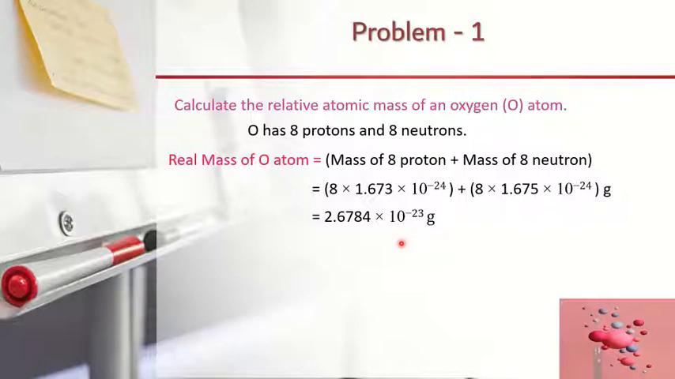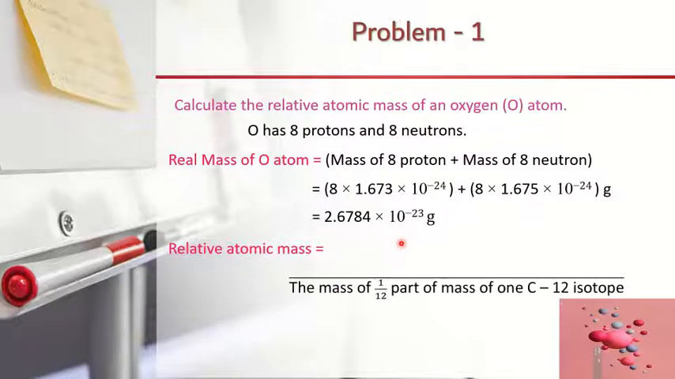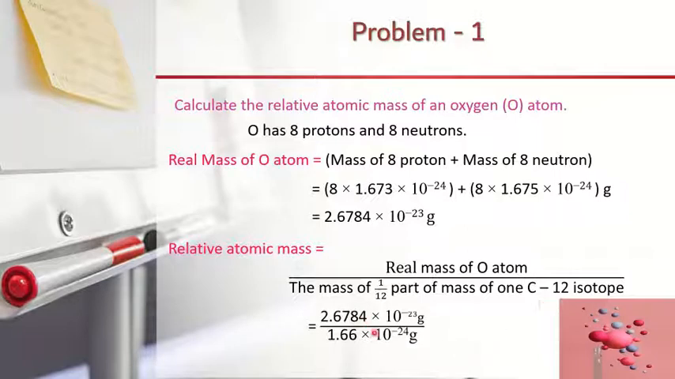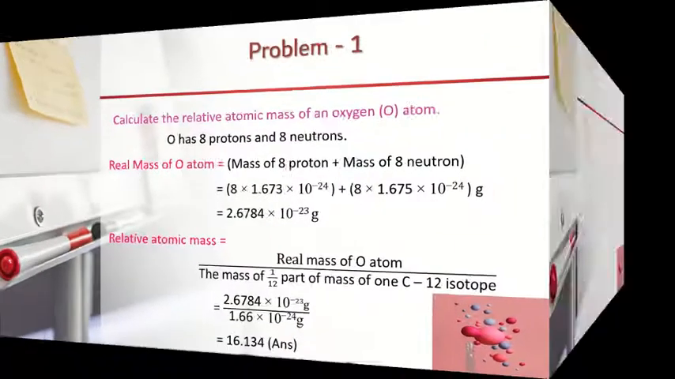So, the relative mass of the oxygen atom is the real mass of the oxygen atom divided by the mass of 1 by 12 part of the mass of 1 carbon 12 isotope. The real mass we get is 2.6784 into 10 to the power minus 23 gram, and we know the mass of 1 by 12 part of the mass of 1 carbon 12 isotope is 1.66 into 10 to the power minus 24 gram. So the ratio comes 16.134. It is the relative atomic mass of oxygen, and it has no unit.